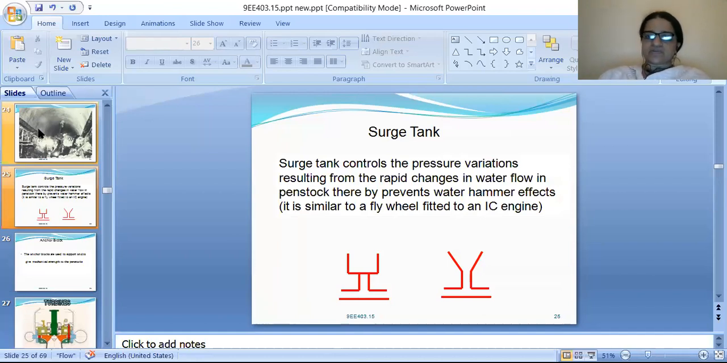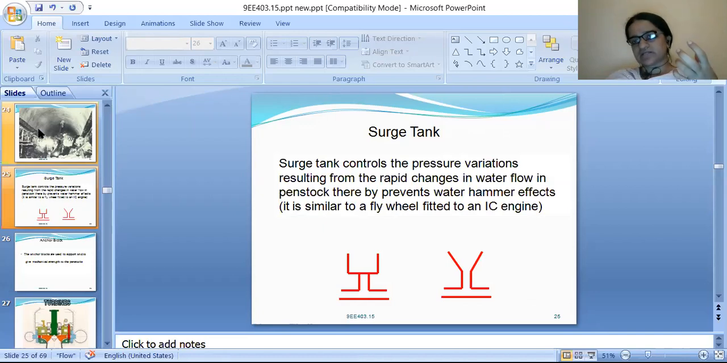Okay, the surge tank controls the pressure variations resulting from the rapid changes in water flow in the penstock, thereby preventing water hammer effects. Water hammering is this: water comes with pressure. Whatever the direction the water is entering, it will enter with a pressure. If you are changing the direction of water, like you are taking water like this and trying to move it straight, suppose this is a curve-like structure, the water will try to hit the joint where you are bending or twisting. There the water will get hit. That is called the hammering effect of water.